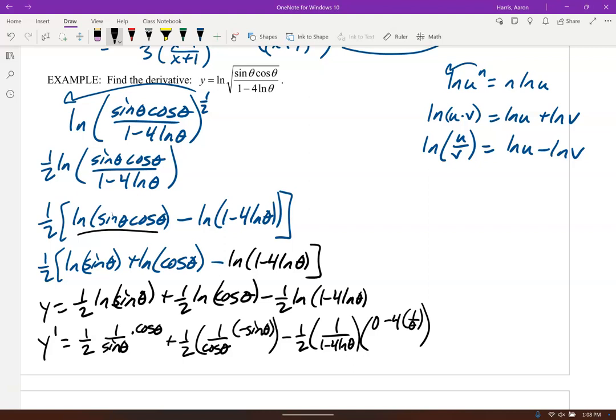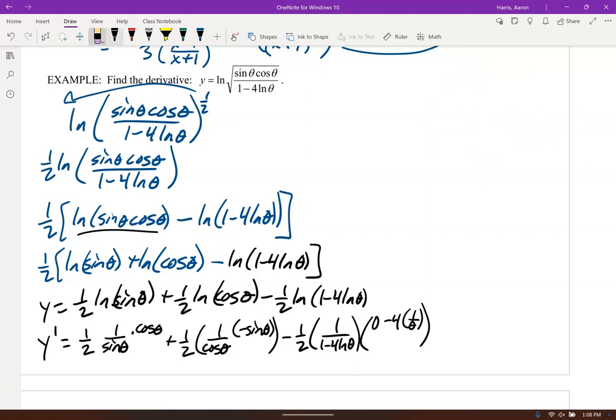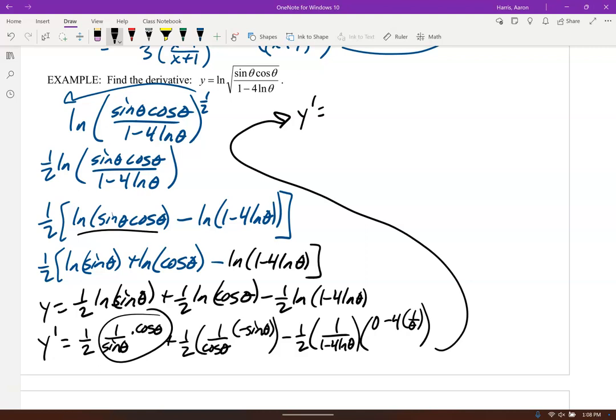And so I got to clean this up. Let me get a little room here. So I got y prime equals, and notice right here I got cosine over sine. So I have 1/2 cotangent, and then I got 1/2 times, and it's negative sine over cosine. So that's negative tangent, so minus 1/2 tangent, or plus 1/2 times negative tangent, which again makes the negative go out front there, negative 1/2 tangent.